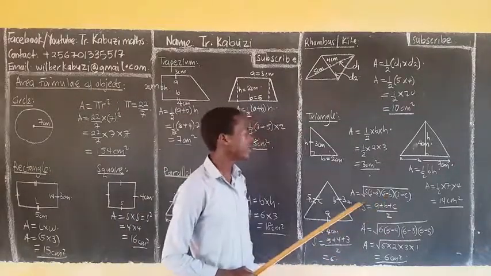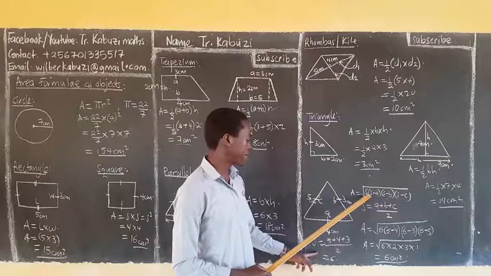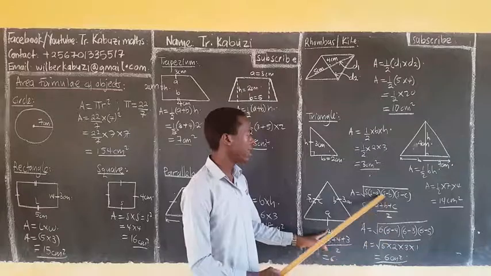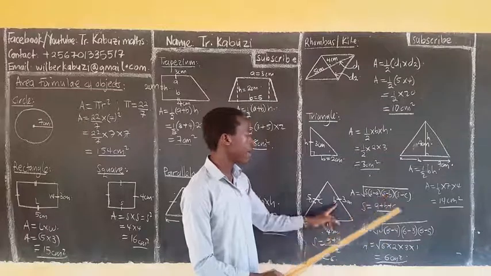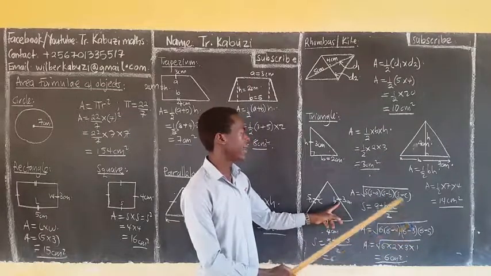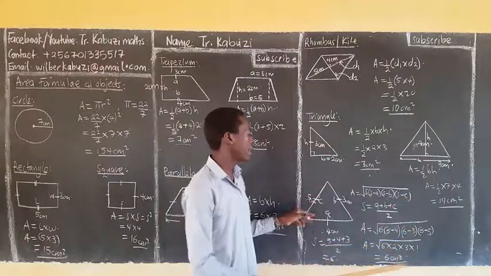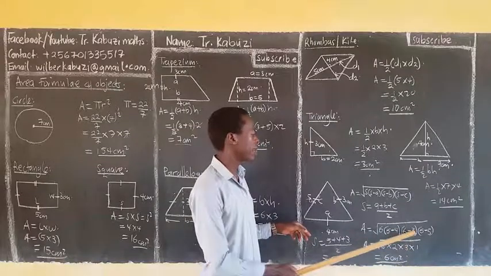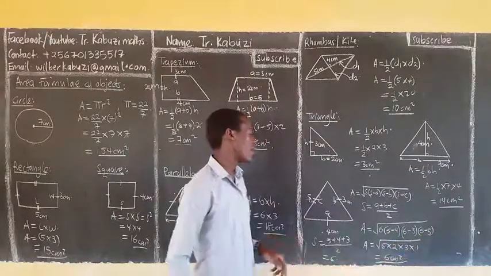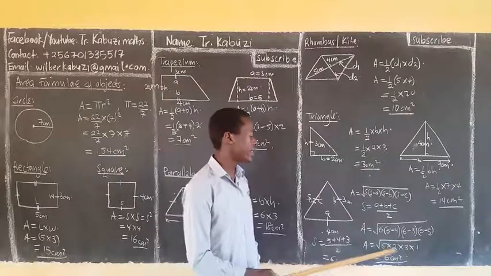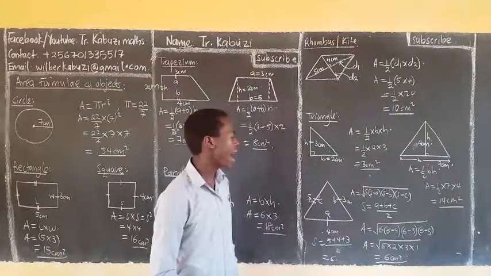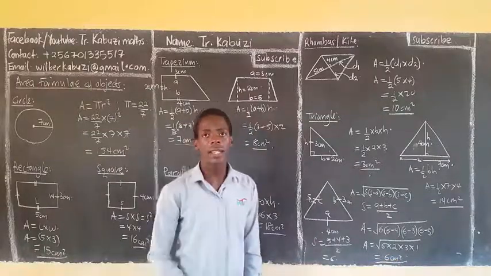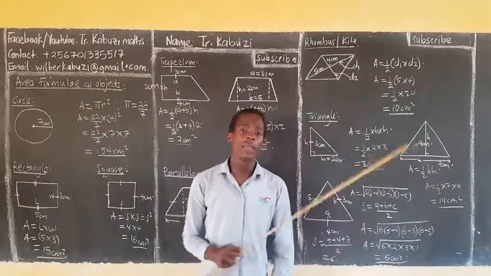So then substituting into this formula, S is 6. Then 6 minus A, my A is 4. Then S, which is 6 minus 3, which is my B. Then S minus C, minus 5. So we get 6 times, when we subtract this one, we get 2, when we subtract this one, we get 3, when we subtract this, we get 1. And the product of this times this, we get 36, and the square root of 36, we get 6. But don't forget that always the area is measured in centimeters squared or square units.